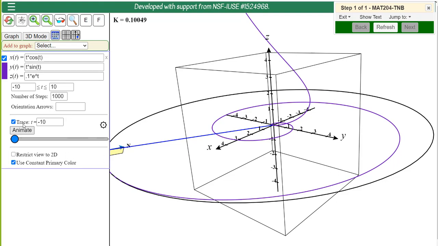Now, you can see here that I've given you a vector-valued curve. Does everyone see what it is? t cosine t, t sine t, and 0.1 e to the t. This has a similar structure to what, folks? To what shaped curve?